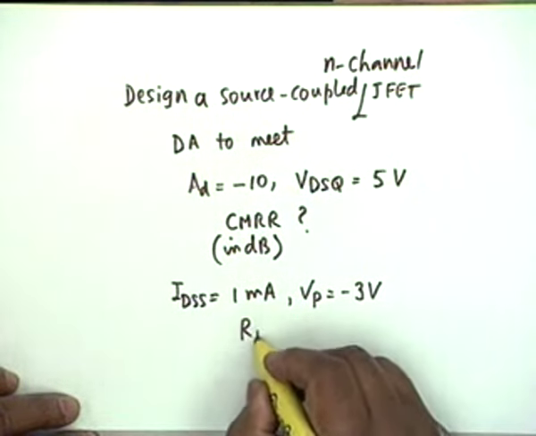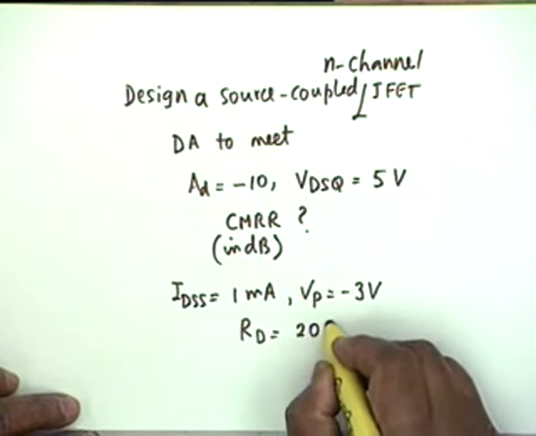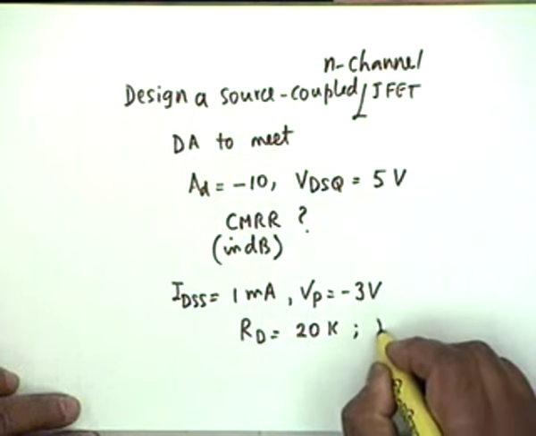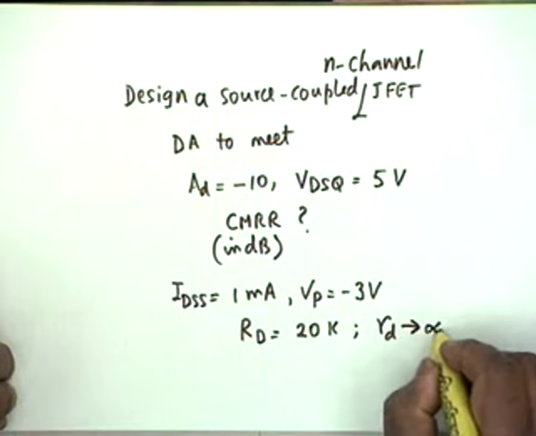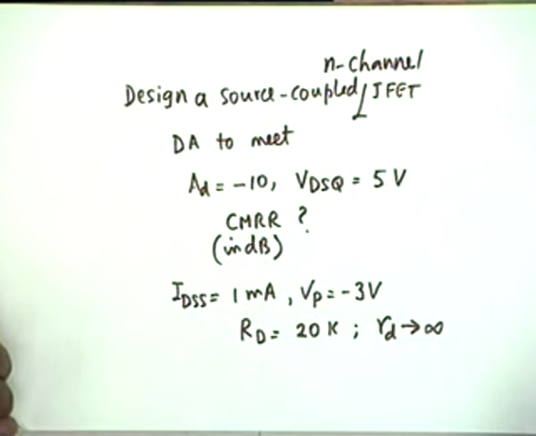It is also given that the load is restricted to be 20 K, and it is given that small rd, if small rd is not negligible, is not infinite, then you have to parallel it with capital RD. Small rd is given as negligibly large. It's so large that its effect can be neglected.